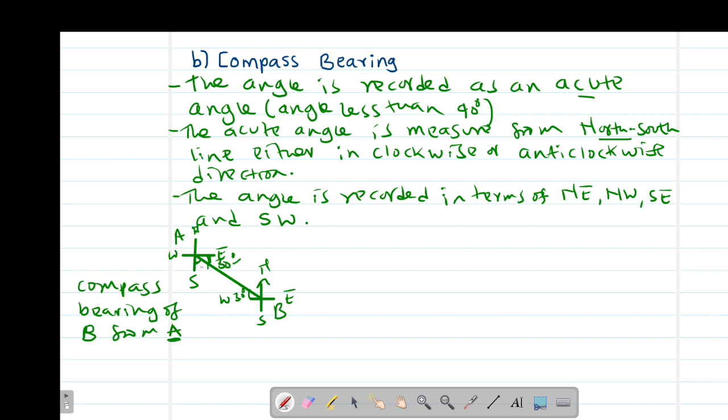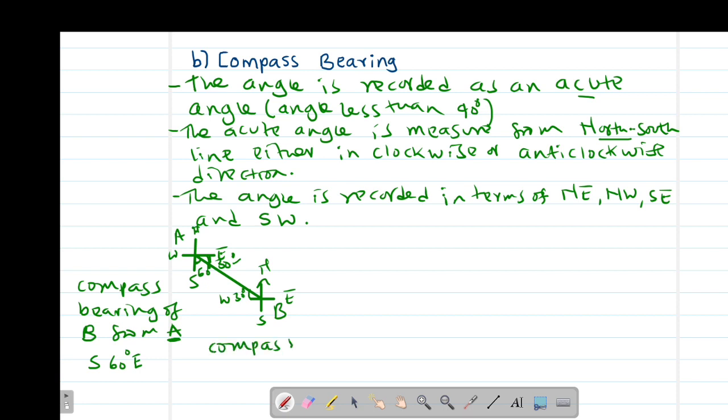Therefore, the angle that you are going to record will be 60 degrees, simply because 60 degrees is in contact with the north-south line. Therefore, the compass bearing of B from A will be south, because it is in contact with south, and it is also on the eastern side. So it will be south 60 degrees east. South 60 degrees east.